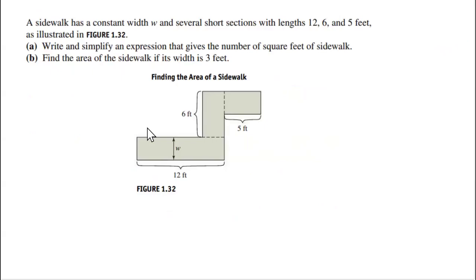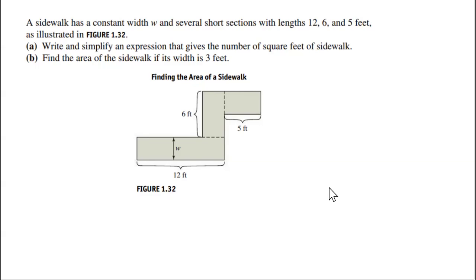So for this one, it says a sidewalk has a constant width W and several short sections with lengths 12, 6, and 5 feet, as illustrated below. Write and simplify an expression that gives the number of square feet of sidewalk. Find the area of the sidewalk if its width is 3 feet. So it's saying that the sidewalk has a constant width W.